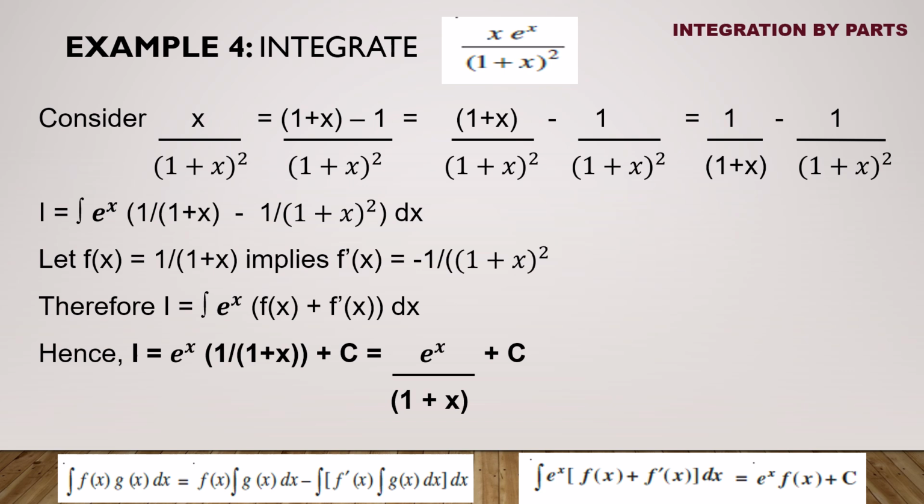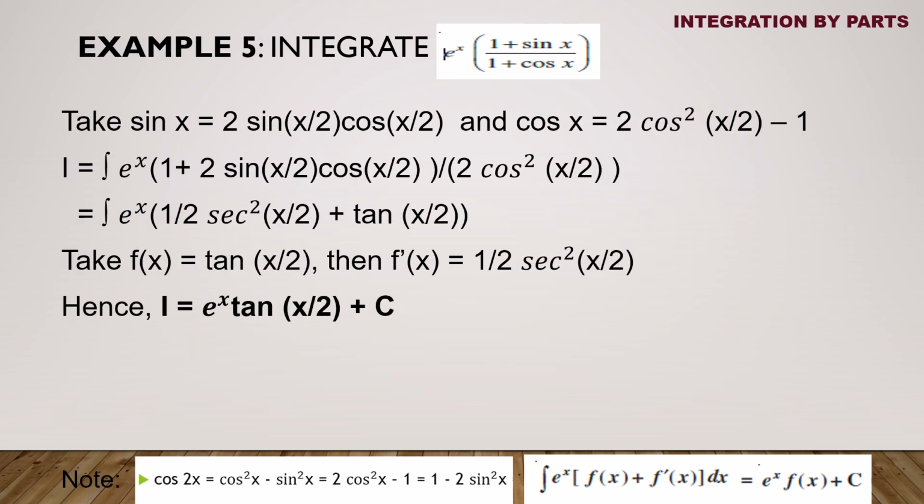So now suppose I take a function f of x as 1 upon 1 plus x. What is its derivative? You know that it is 1 plus x raised to minus 1, so the derivative is minus 1 plus x raised to minus 2, or f dash of x is minus 1 upon 1 plus x whole square. So now I is equal to integral of e raised to x into f of x plus f dash of x. So just simply use the formula. Its integral is e raised to x f of x plus c, meaning e raised to x into 1 upon 1 plus x plus c. So the final answer is e raised to x upon 1 plus x plus c.